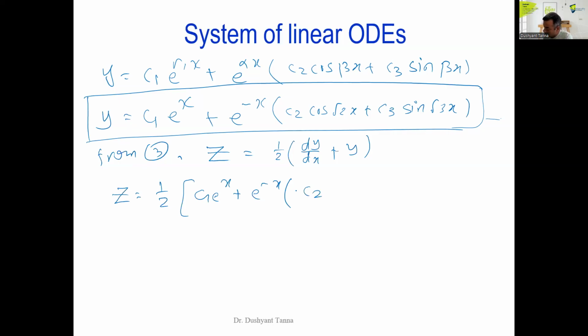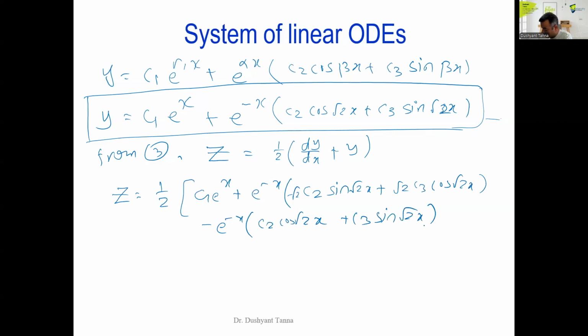C2 cos, differentiation is minus sine. Multiple goes in front. Plus, is it root 2, root 3? Sorry, root 2. So that is 2. C3 cos root 2x plus C2 cos root 2x. So that's your dy by dx plus y.